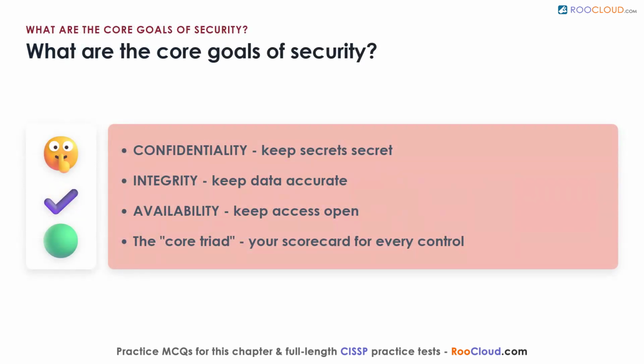So what are the core goals of security? 3 properties form the heart of the field: confidentiality, integrity, and availability. Together they are so central they earn their own name, the core triad. Most controls you meet are really serving one of these 3, and most risks are measured by the harm they do to them. Keep this trio in mind as your scorecard for every defense.